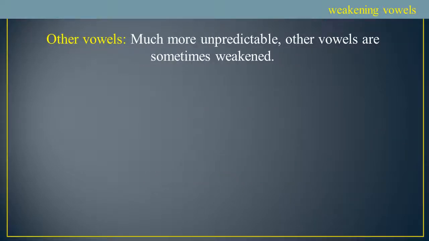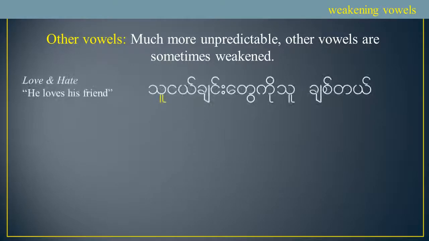Now, much more unpredictable, there are other vowels that are sometimes weakened. The reality is you just have to learn how to pronounce those words as you're reading. So let's look at a few examples of that. Different vowel symbols that are sometimes weakened to an sound. Under the heading love and hate, he loves his friend. So this is the word for a close friend, not just an acquaintance. There you see the vowel symbol. In this word, it's weakened.